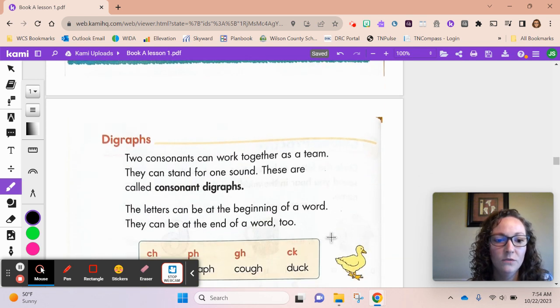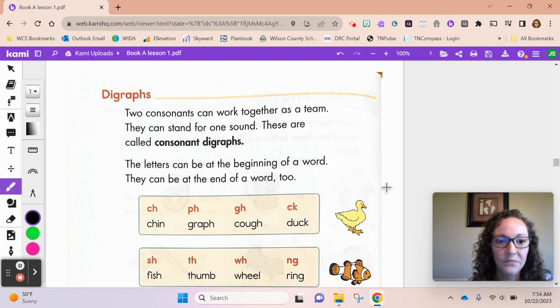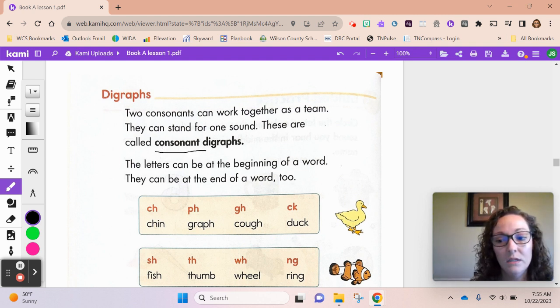Okay, page 14. We're moving on to something new. These are called digraphs. It says two consonants can work together as a team. They can stand for one sound. These are called consonant digraphs. So this word right here, consonant, that means it will never have a vowel in it. Consonant digraphs will always only be consonants. Remember, your vowels are A, E, I, O, U, and sometimes Y.